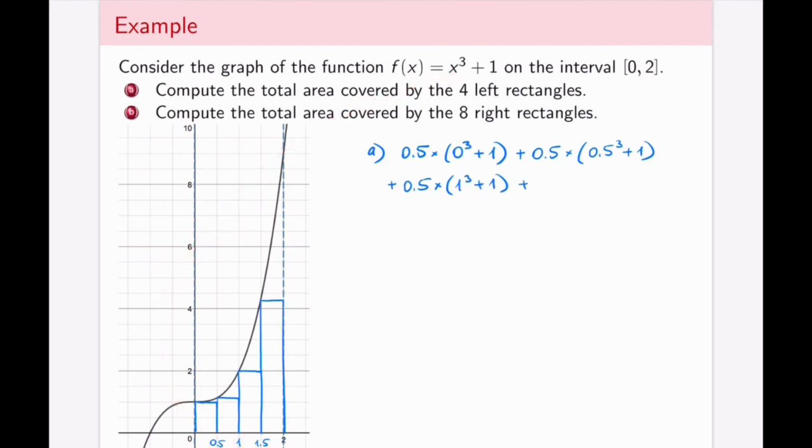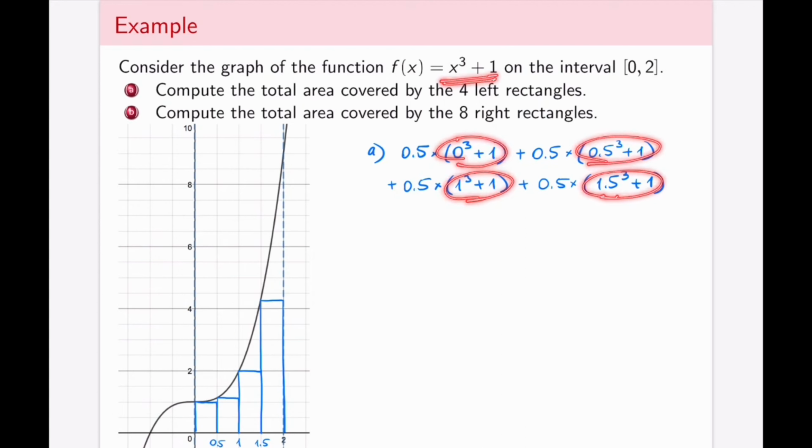And then finally, one more. My last rectangle's left endpoint is 1.5. I'm plugging this into the function to calculate its value there. So what we actually notice is that 0.5 is going to be common to all of them, so I can even factor it out. And what I'm going to have left are just calculations of the function values at the 4 endpoints that I'm using. In this particular case, the left ones.